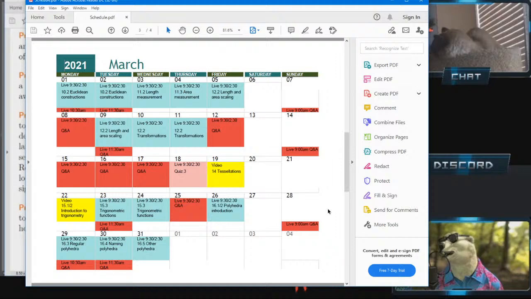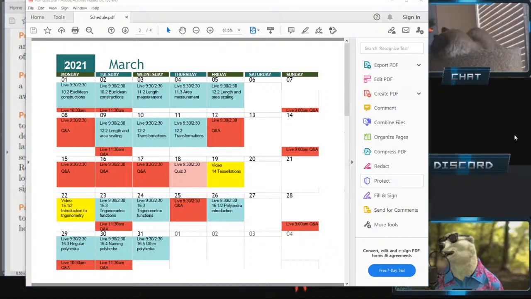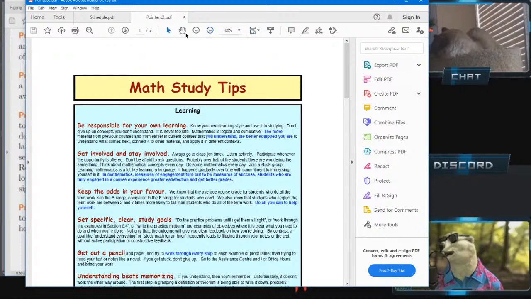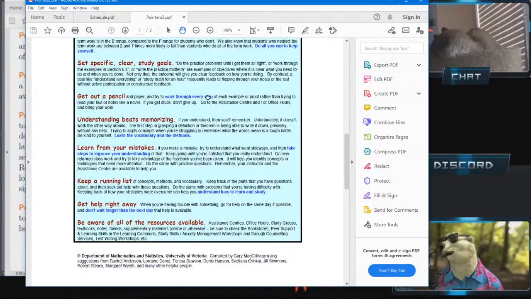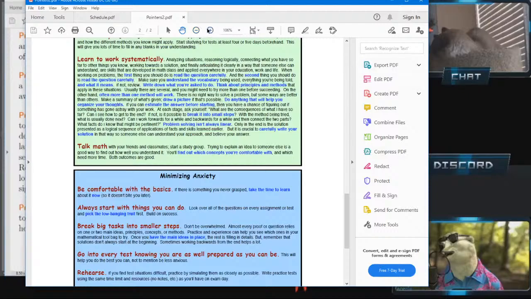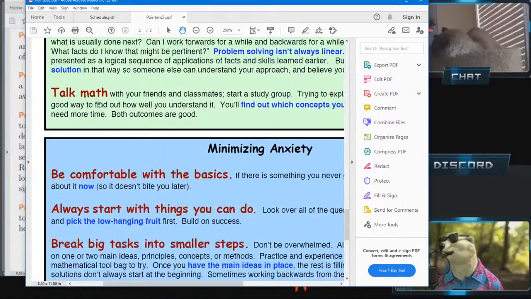See the study hints, right? That was posted on the website. Where is it? This one, pointers. Zoom, zoom, zoom. It says here somewhere. There. Talk math. Let's just talk about math, right? That is the best way to assess yourself, for someone to assess you. If you can just talk about these things, then you understand it.